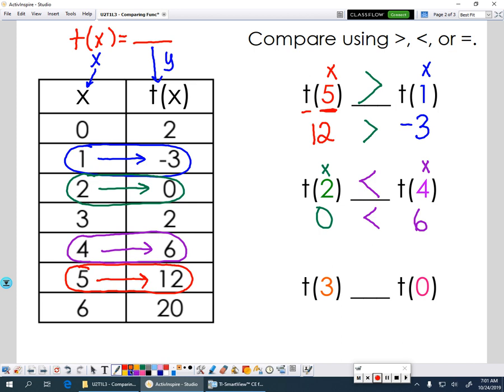Try this next one on your own. Pause the video and then start it up again. So t of 3 has an x value of 3. When x is 3, y is 2. So I'm going to put that down here. Then we're going to look for where t of 0 is. So an x value of 0. When x is 0, y is 2. So we know that 2 equals 2. So we can say that t of 3 is equal to t of 0. All right, so that's how we do it with a table.